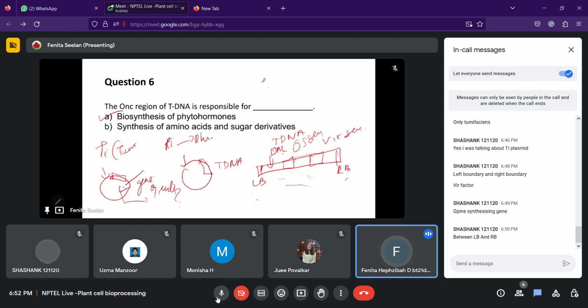So between the LB, which is your border sequence, and RB, we can keep it near any of the borders. So not always in between. You can keep it here, or here, or at the middle also. So it should be between the LB and RB, like Shashank said. That is the ultimate aim.